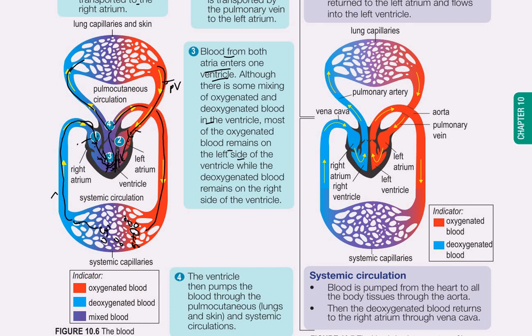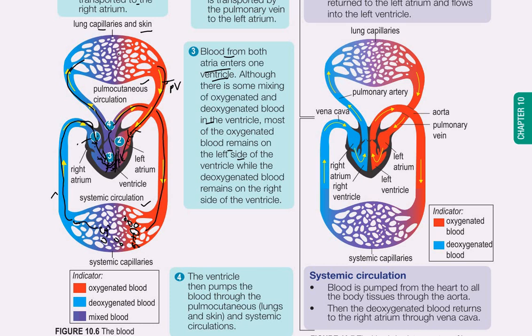So that means we have two circulations here: pulmocutaneous and systemic circulation. Pulmocutaneous circulation occurs in the lungs, capillaries and skin, where gas exchange occurs. For example, like a frog, right? We take in the oxygen in the lungs. The deoxygenated blood will change into oxygenated blood in the lung capillaries and skin here. So this is known as pulmocutaneous circulation.